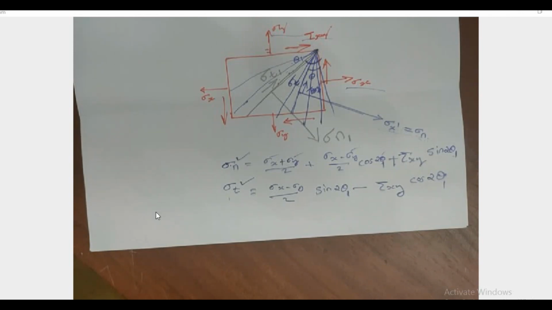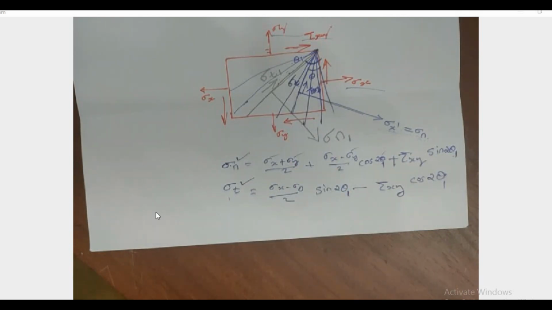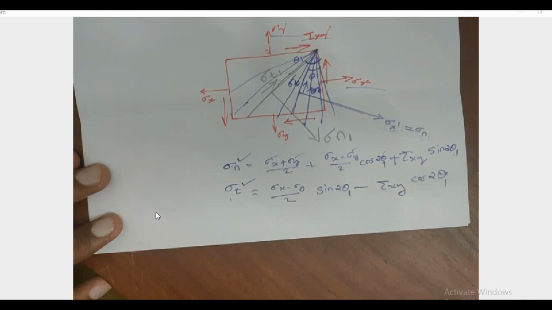But we don't know the position of the principal plane. We don't know the angle between the vertical and the principal plane. So next we are going to calculate this angle. For that, we know on a principal plane the sigma n is maximum.